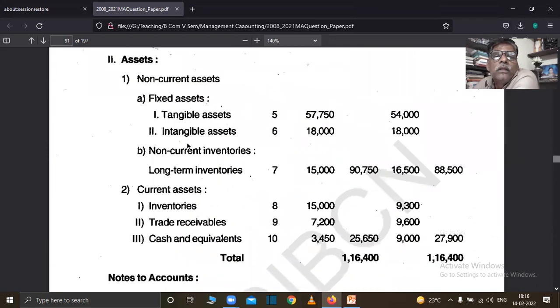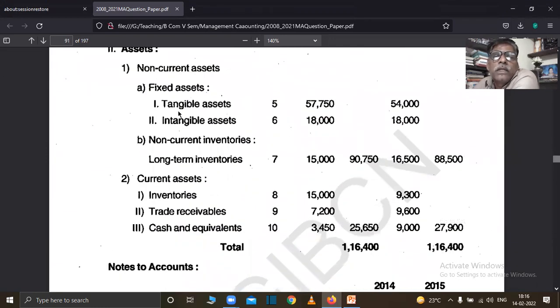Okay. Then non-current asset, fixed asset, tangible, intangible. Intangible is same, so it will not affect. Forget it. And tangible asset, you check and if necessary, you prepare the account. Then current, non-current investment is there. So non-current investment, 15,000, 16,500. So there is a 1,500 increase. You may consider this as a income, non-operating income, and take in the funds from operation.